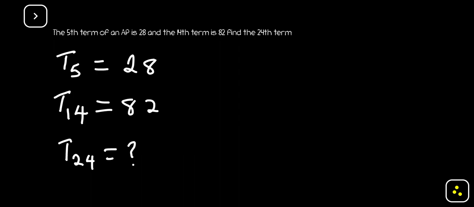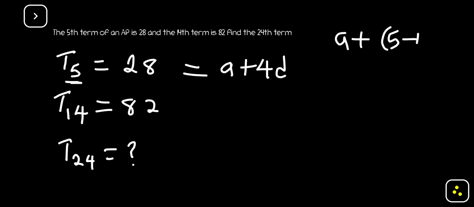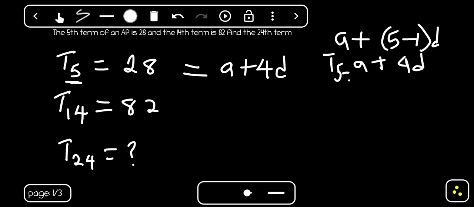You understand that the fifth term is also giving us A plus 4D. If you watch the last video, you understand where this came from. We just put the value into the nth term, A plus n minus 1 times D, which becomes 5 minus 1, and then we have D. So 5 minus 1 is 4, giving A plus 4D. This is the fifth term. If you watch that video, you understand this clearly.